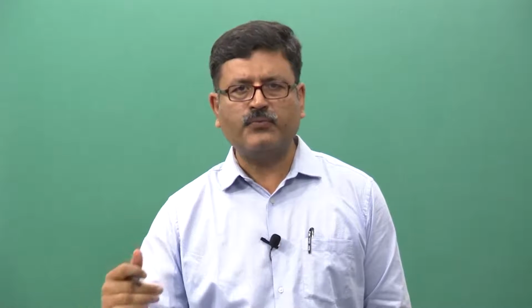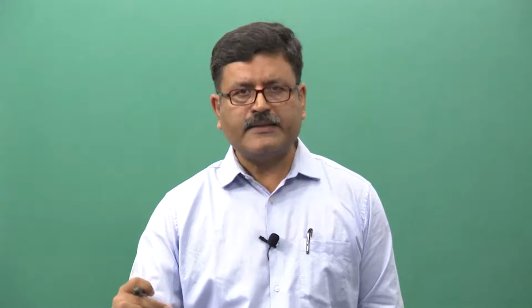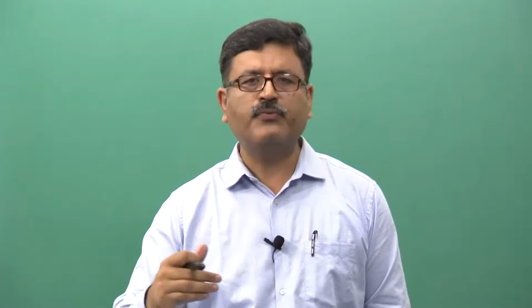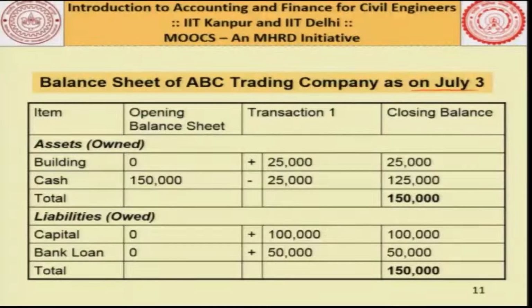It has transformed into fixed assets, buildings. So, building we considered as fixed asset. You will find the total asset still remains same, only the form has changed. Cash has decreased from 150,000 to 125,000 and your fixed assets have increased from 0 to another 25,000. So, your balance sheet would look something like this as on, remember, July 3.